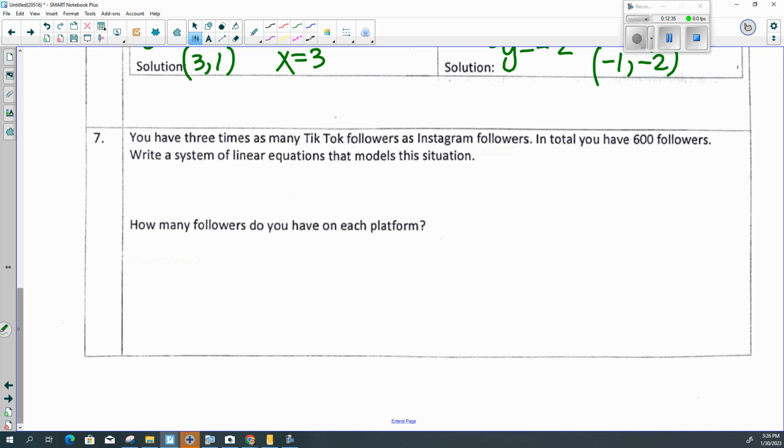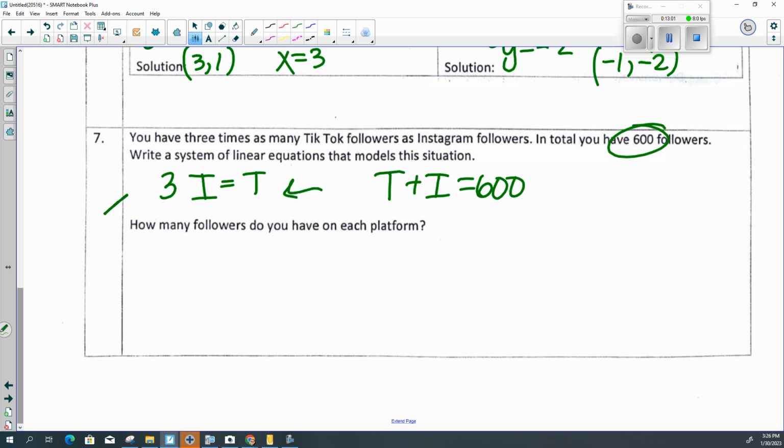You have 3 times as many TikTok followers as Instagram followers. Sounds like I have more TikTok followers. So if I take my Instagram followers and I times them by 3, it will give me my TikTok followers. That might feel backwards of how you read it, but it's just true once you think about it. And then it comes along to say I have a total of 600, so TikTok plus Instagram is 600. This seemed to be the troublesome equation: 3 times as many TikTok followers as Instagram.